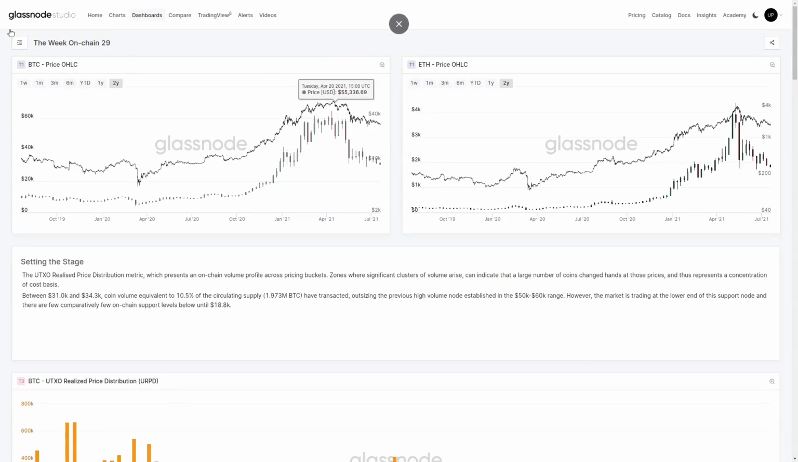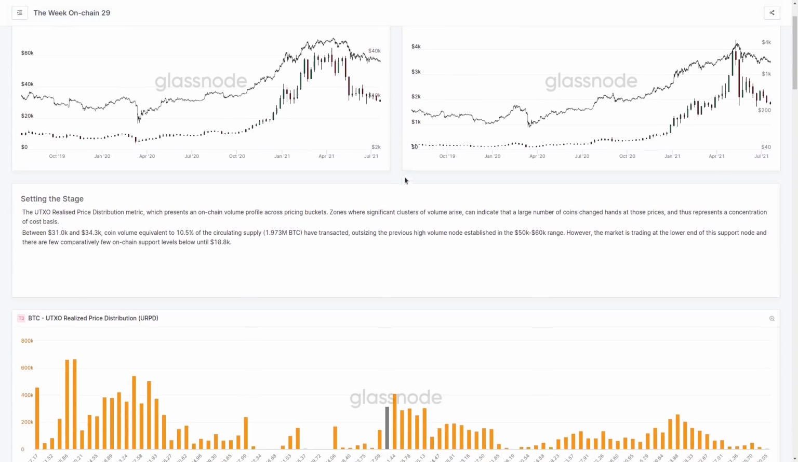So here we are in Glassnode Studio. We're looking at our week 29 dashboard. So price has traded between about 31,000 and 34,000 this week. We can see here that we've got a few red bars in the last couple of days. It's starting to look a little bit heavy and it's really testing that bottom floor of that $30,000 range.